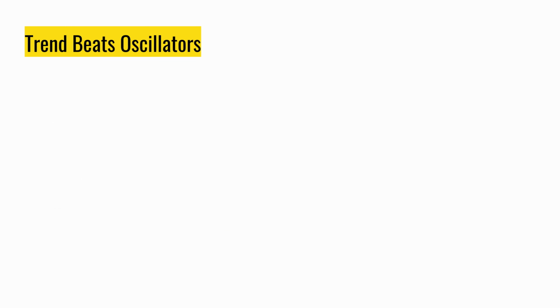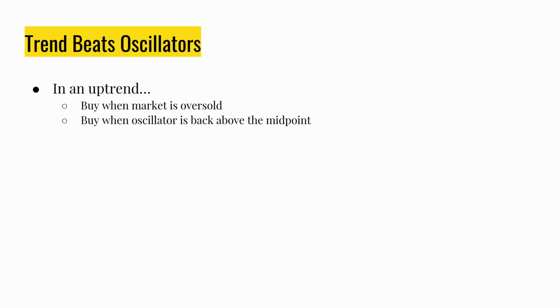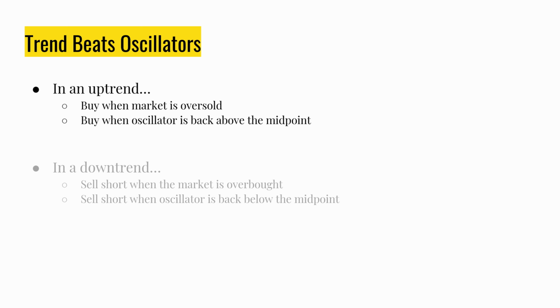Now that we looked at two popular oscillators and know how effective they can be, we must also remember that they are not stronger than the trend. As mentioned before, a strong trend can keep things overbought or oversold for a long time. Therefore, in an uptrend, you should only buy when the market is oversold or buy when the oscillator is back above the midpoint. In a downtrend, you should sell short when the market is overbought or sell short when the oscillator is back below the midpoint.